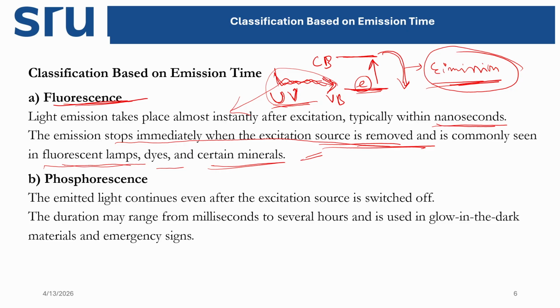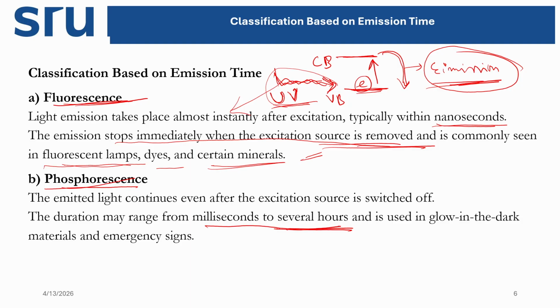Another is called the phosphorescence property. It's the same thing we are doing, but the emission that comes is delayed. It means that after the removal of the light, we are still getting the luminescence property. When we get this delayed emission, or still get luminescence after the removal of the UV light, then the process is called the phosphorescence property. The duration may be from milliseconds to several hours.